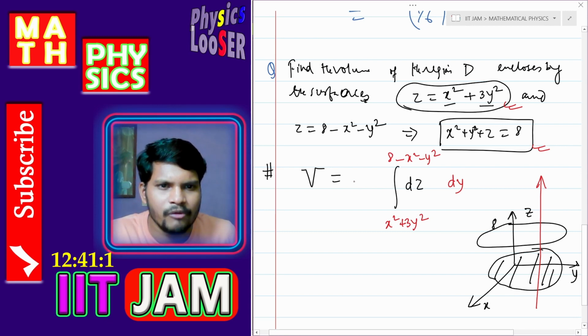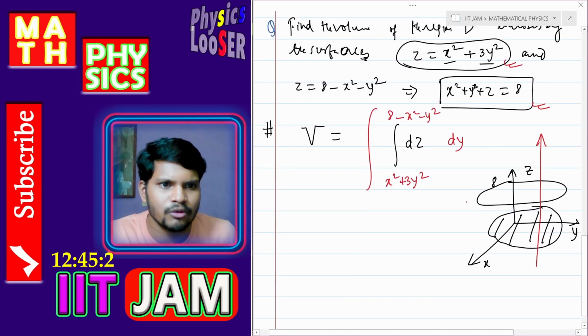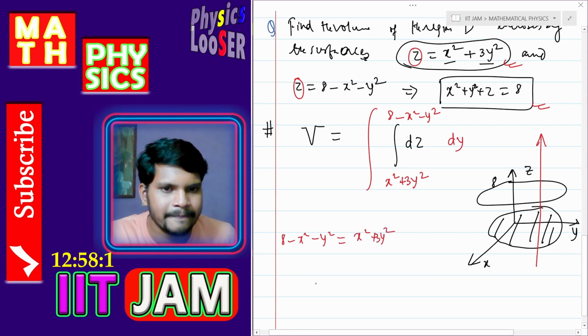Now the problem is how we can find the limit in dy. In order to find the limit in dy, these two surfaces may intersect. And how can they intersect? Because they have the same z. So I can say that 8 minus x squared minus y squared has to be equal to x squared plus 3y squared. When they are equal, some portion will intersect each other. When they intersect, I can find what y is.